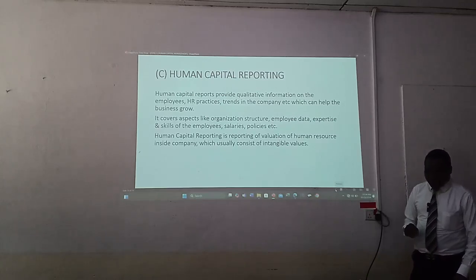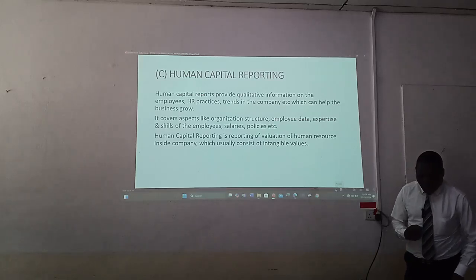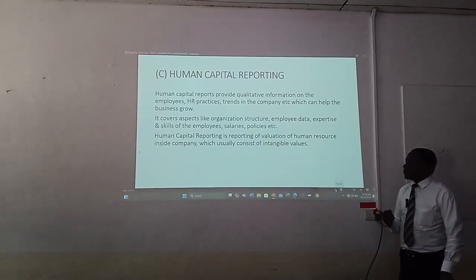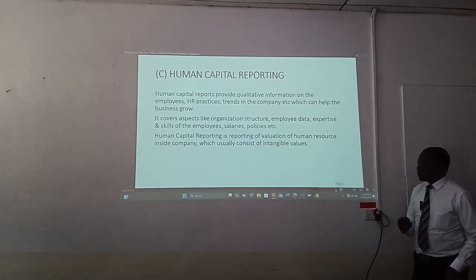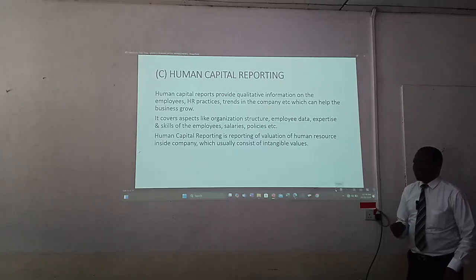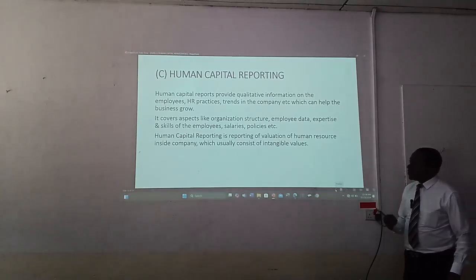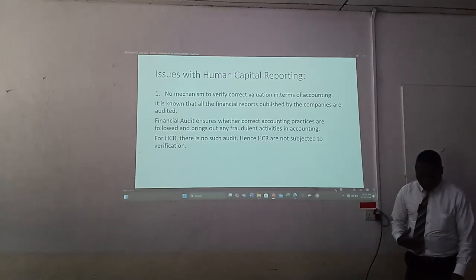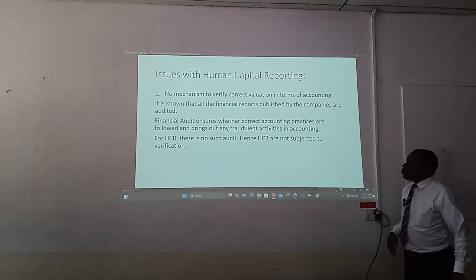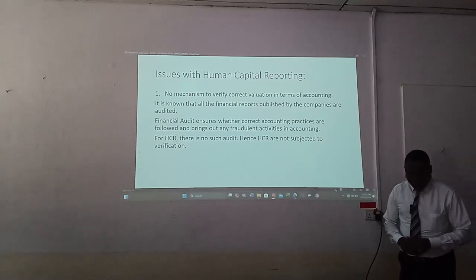So human capital reporting is reporting of valuation of human resources inside a company, which usually consists of intangible values. So most of the time, you are reporting about valuation, how valuable a human being is in an organization. So the more you realize their values, the more you are able to utilize your resources very well. Okay? So issues that we need to learn when you use human capital reporting.